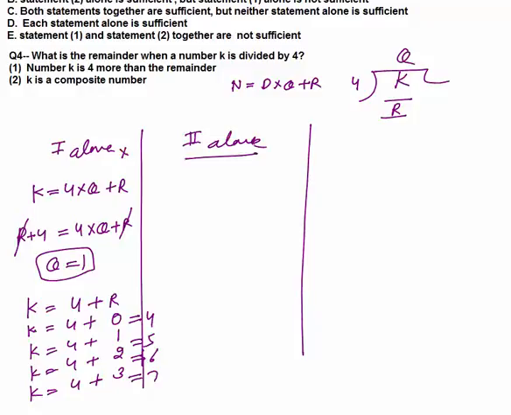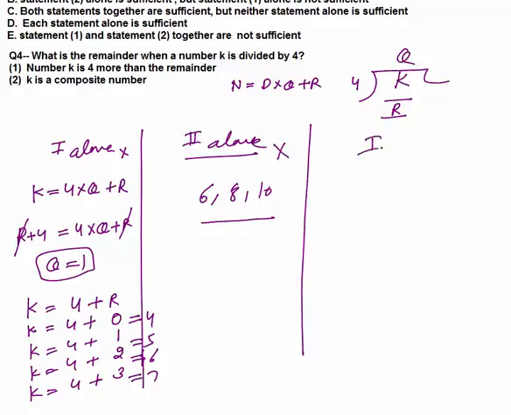Second alone, k is a composite number. This is not sufficient because composite numbers are infinite. What is a composite number? A natural number which is not prime is a composite number, or you can say a number which has more than 2 factors. For example, 6, 8, 10. There are infinite composite numbers. So this statement is not sufficient.